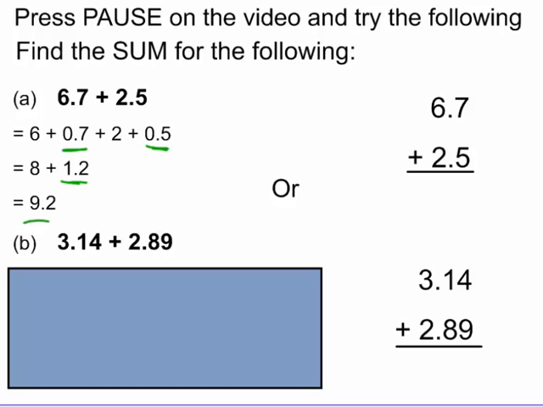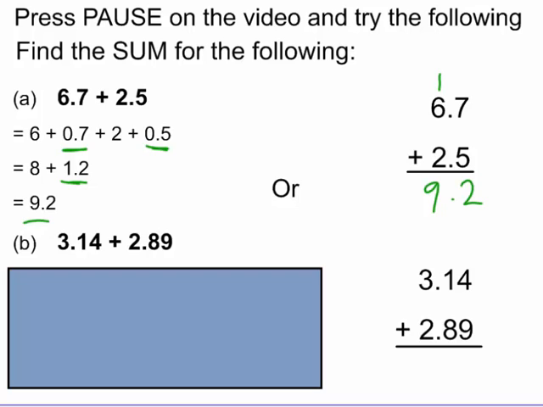So here's the column form without the colors. 7 and a 5 together is a 2. I'm going to keep the decimal place right where it is. I carry the 1 over that new group of, or completed group of ones. So 6 and 2 is 8, plus 1 more is 9. So I get 9.2 both ways.